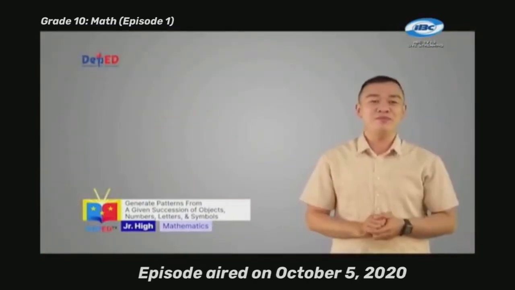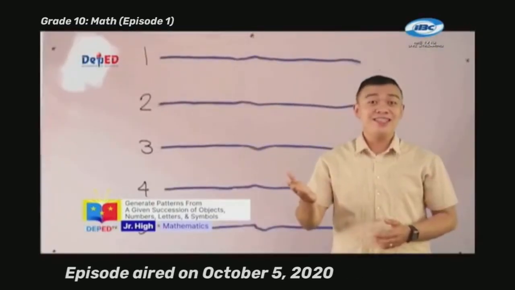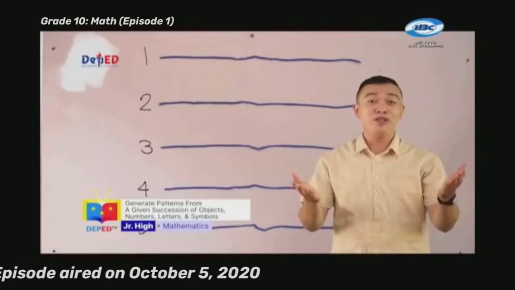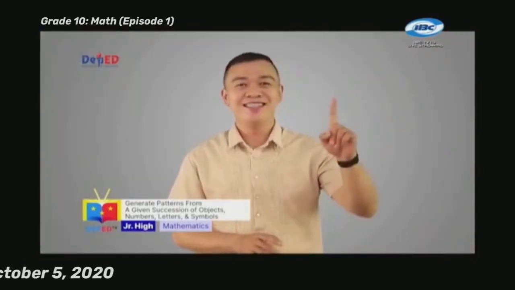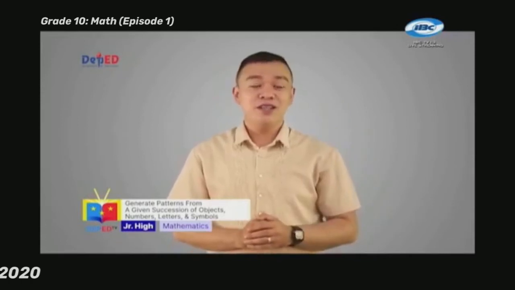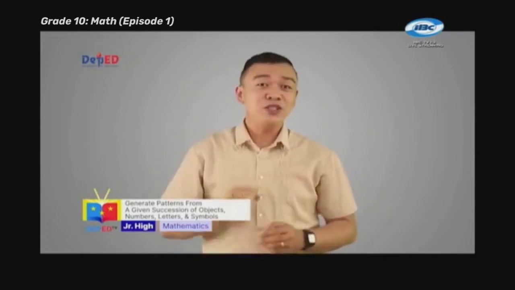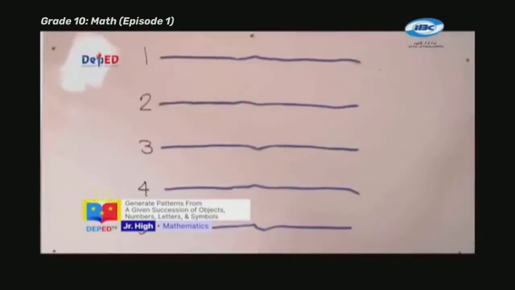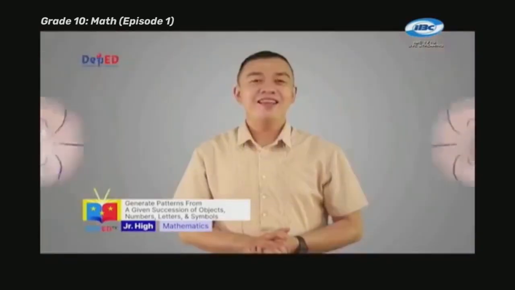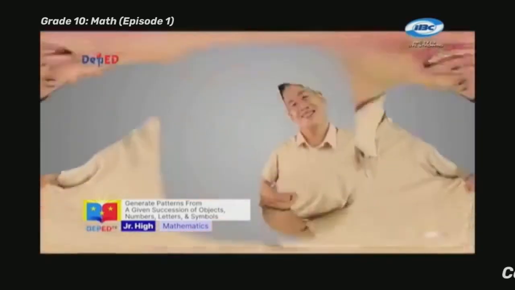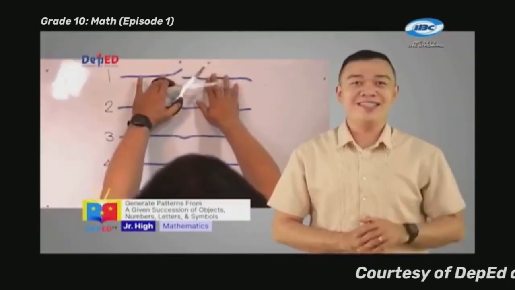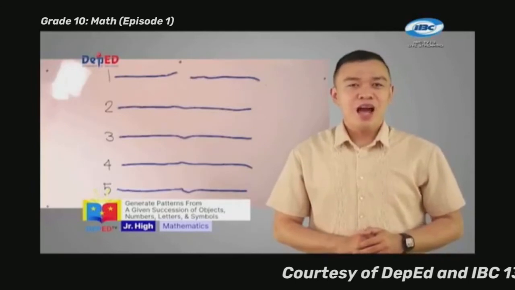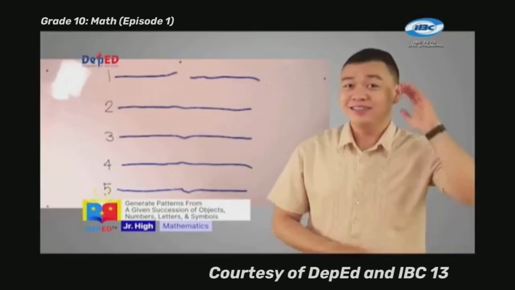Please prepare the following: 5 strings and a pair of scissors. Let's do step 1. First, let us prepare 5 strings of equal length. Let's go to step 2. Cut the first string once. How many pieces are there?